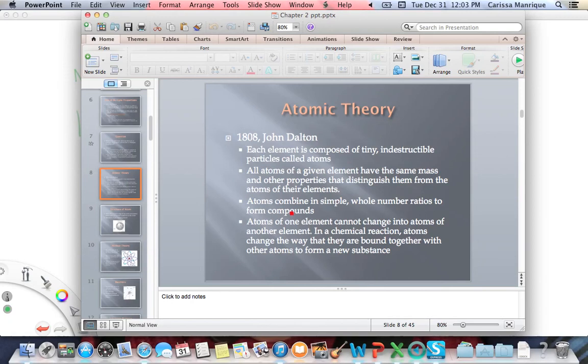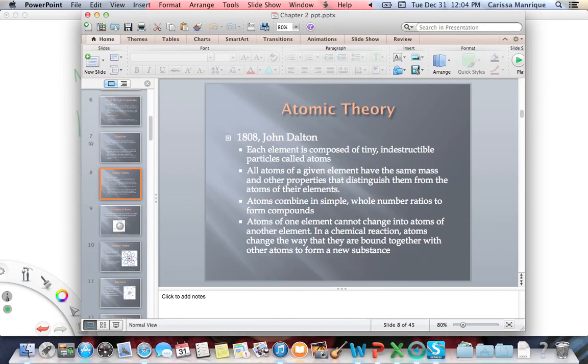Okay, so you have H2O, you never have H3/2 O2. They don't combine in fractions, they always combine in whole numbers, as you can see in the law of multiple proportions. And atoms of one element cannot change into atoms of another element. So a carbon atom can combine with an oxygen atom, but if you have one carbon in your reactant, you'll always have one carbon in your product. So this is the one where the mass will always be the same.